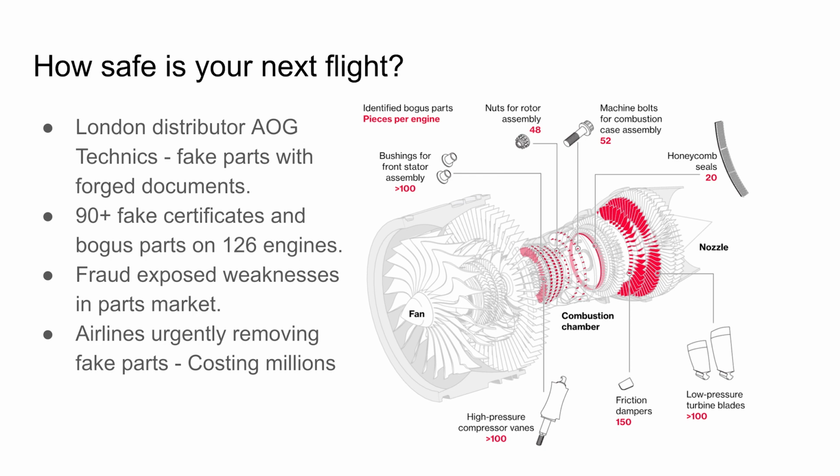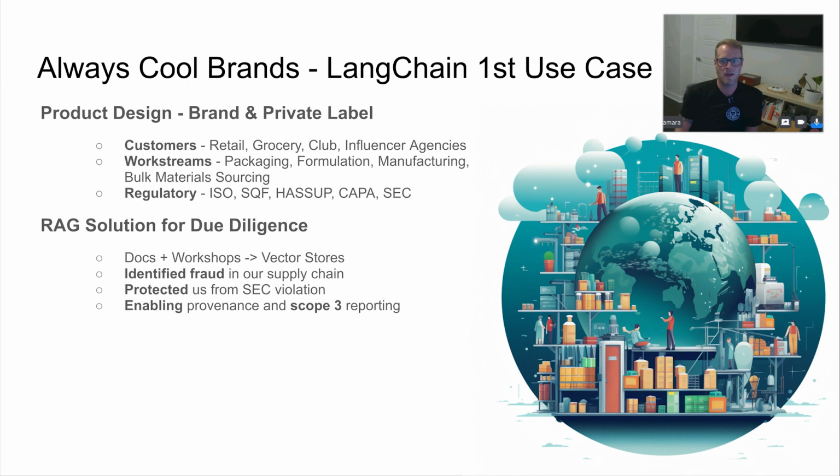From our work, we build supply chains, we formulate products, whether it's a juice box, whether it's cookies, whether it's a consumer product like a headphone that goes in your ear. And there are great manufacturers out there and there are horrible manufacturers out there and there's everyone in between. And so for my use case, designing private brand and private label products, mainly focused on our customers for retail, grocery, club store, and also influencer agencies. We've been formulating nutraceuticals and different injectables for some medical influencers and stuff like that. The work streams that we work in: packaging design, formulation, manufacturing, bulk material sourcing.